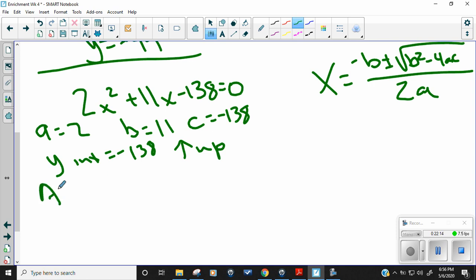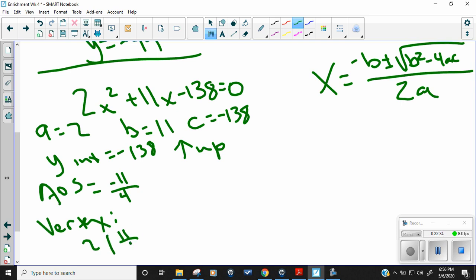The axis of symmetry is negative b, so it's negative 11 over 2 times a, which is 4. And then the vertex is 2 times 11 fourths squared. Remember, I don't put a negative, but you can. You could do that, plus 11 times negative 11 fourths. That one does make a difference because it's not squared, minus 138.